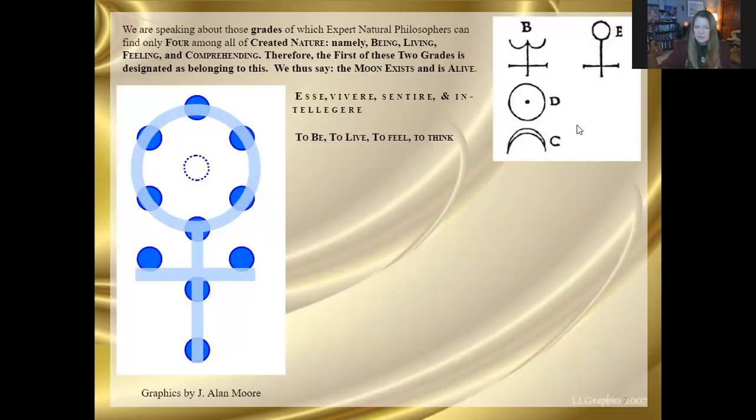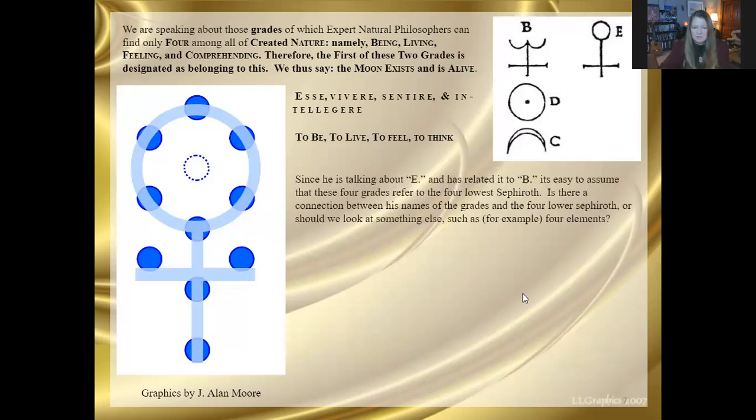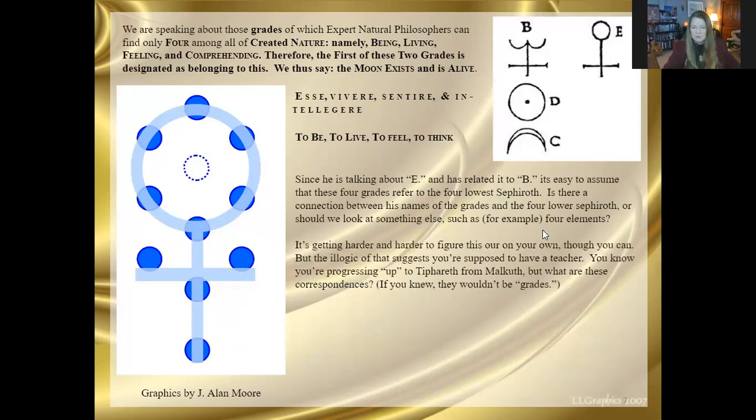Let's look again at E and Venus on the Tree of Life and see if we can make some sense of this. He's talking about E, and if these are 4 lower grades, referring to the 4 lowest Sephiroth, there ought to be some connection between esse, vivere, sentire, intelligere, or to be, to live, to feel, to think, and what one might encounter in those lower grades, as he calls them. If not, we'll look at something else like the 4 elements, or he might be equating them to both.